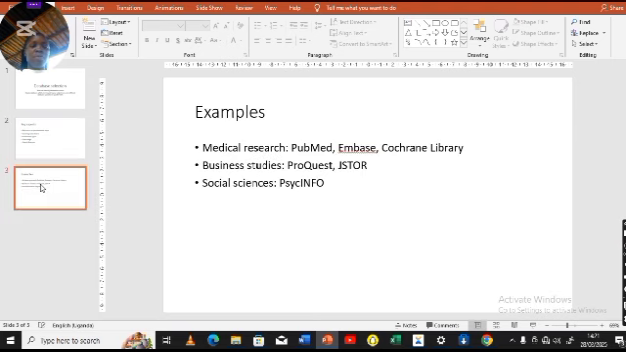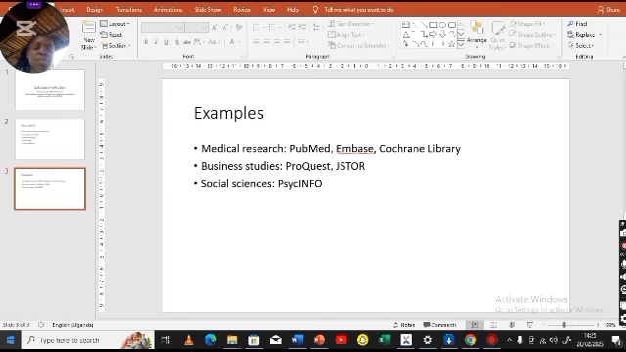Some examples of database selection include medical research. When you're doing medical research, you can use PubMed, Embase, or Cochrane Library. These are mostly used by medical students, doctors, or those in the medical field. So for them, they can use PubMed, or Embase, or Cochrane Library for their research.